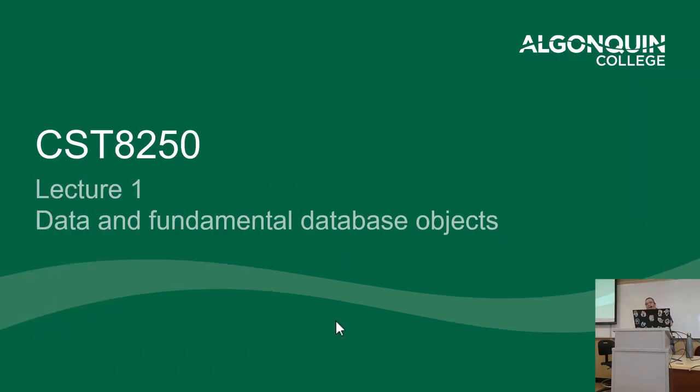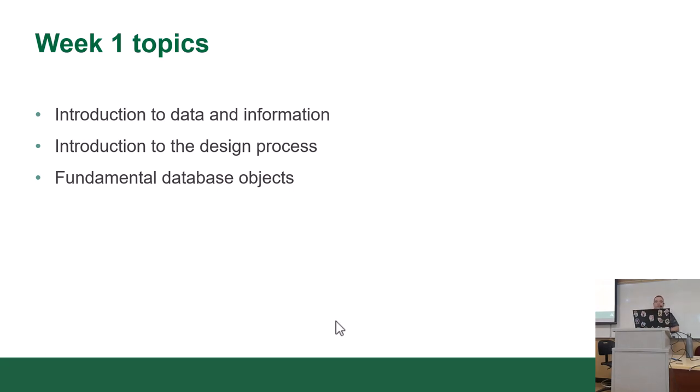All right, so today we're going to talk about data and what the fundamental database objects are when you're doing database design. I'm going to discuss what data and information are, give a small intro to the design process, and then talk about the fundamental database objects. I know you've already had a level one database course, so you know what a table is, what a row is, what a column slash field is. It's all good.